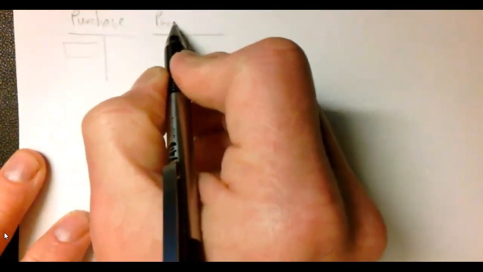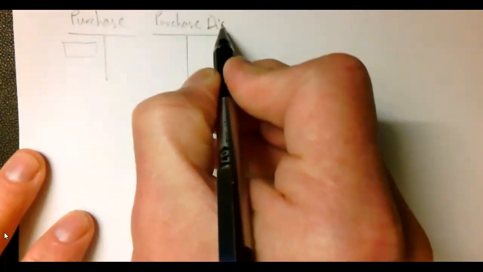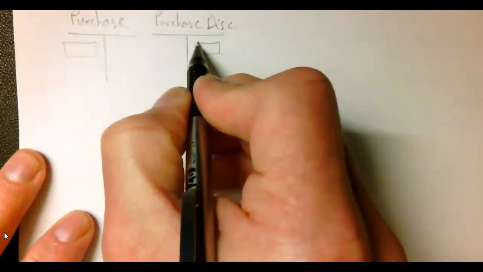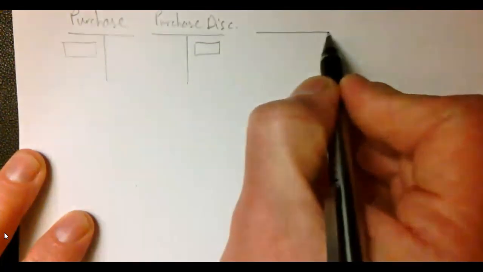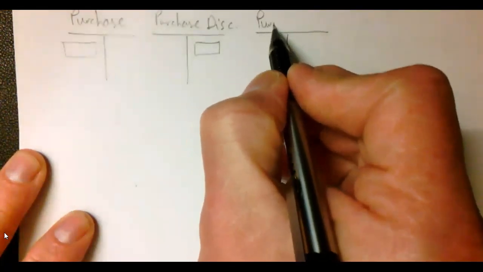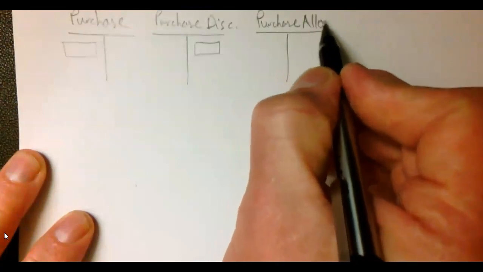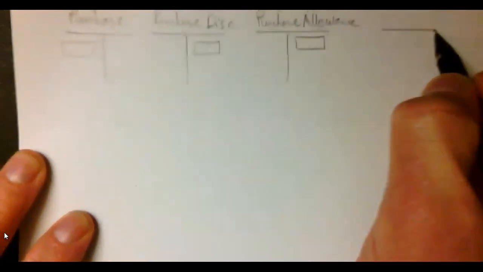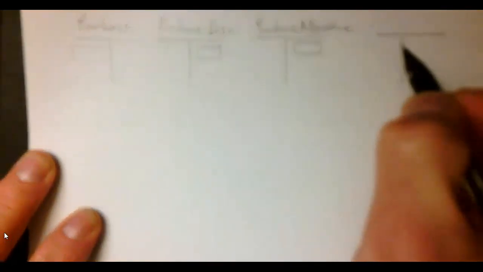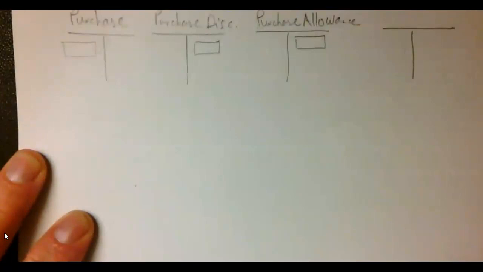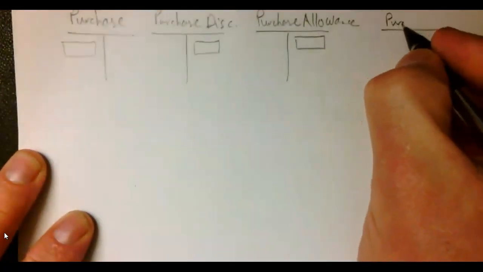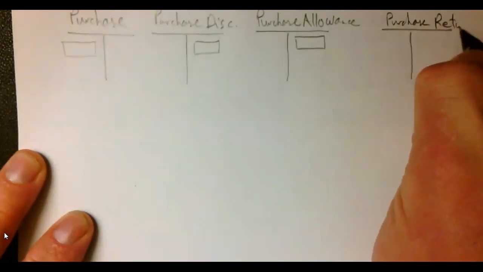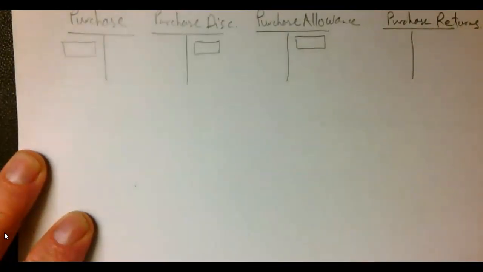You have purchase discount that has a credit balance because it's a contra account. You have purchase allowance as a credit balance, it's a contra account. And you have purchase returns. Okay, those are all contra accounts. They need to be closed.